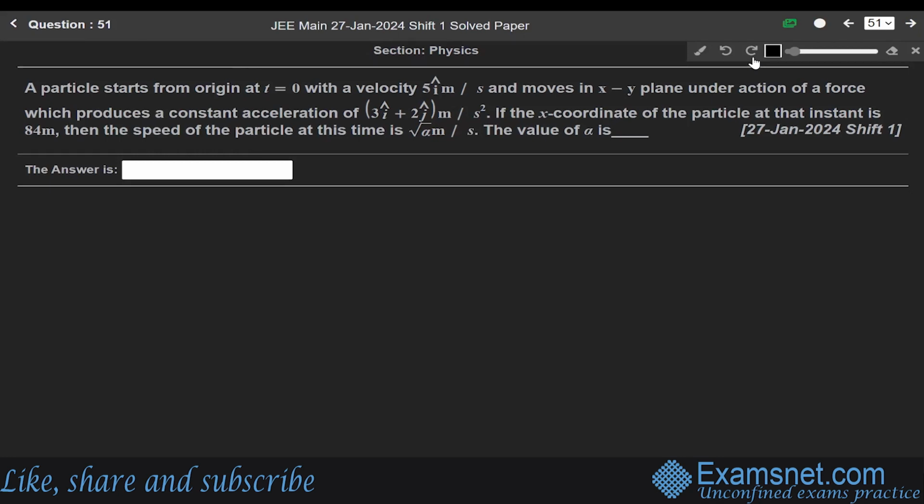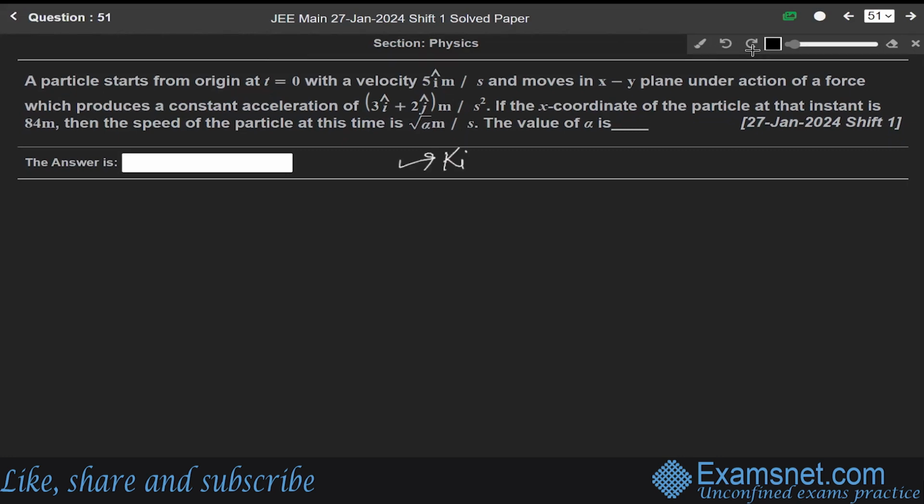So student, this question is from the chapter of kinematics. According to this question, we are given the initial velocity, means at time t equals 0, the initial velocity ux is equal to 5 meter per second. It is in the xy plane and it produces a constant acceleration of 3 î plus 2 ĵ meter per second square. So acceleration ax equals 3 meter per second square, and x is given as 84 meter.